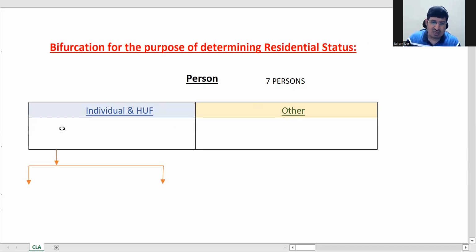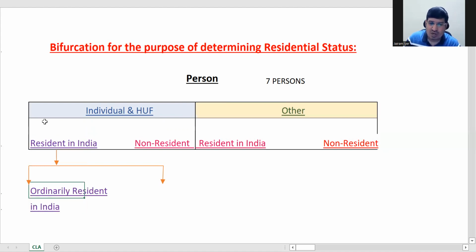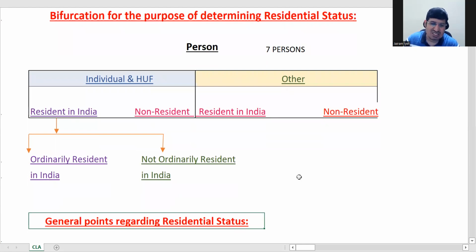Right. So now let us see. For individual and HUF, you've got resident in India and non-resident in India. For other 5 you have resident in India and non-resident in India. This is common, but for others it stops here at resident and non-resident. That's it. There's no further classification. For individual and HUF, apart from resident and non-resident, you have a further 2 classifications. One is ordinarily resident or OR in India, and second is NOR, not ordinarily resident. So resident can be further classified into OR and NOR. This is your basic table of residential status.